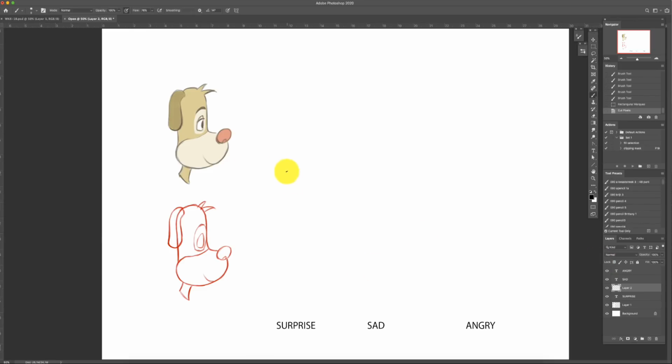So when I think of surprise, I would think the eyebrows would go up, maybe the mouth would open, so we would have a stretch on this part of the face. Maybe the ears go up as well. It's an alert look on his face. So looking at this initial shape, I might stretch that just a little bit. And if I stretch it, that also means I need to make it a little thinner.